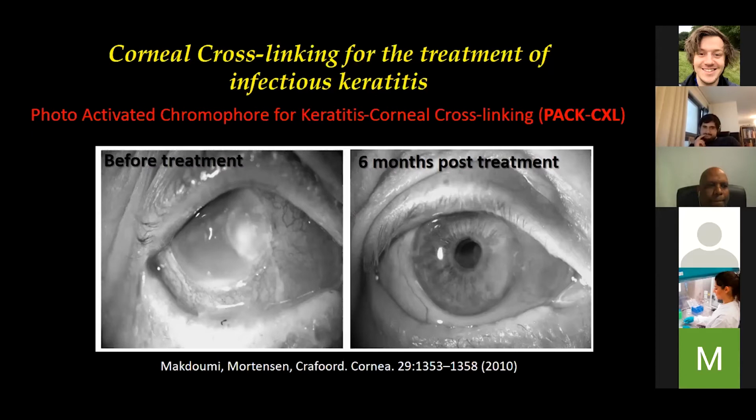So the success of collagen cross-linking has fueled the search for alternative applications for this treatment in the field of ophthalmology. So although in early stages, some studies have proposed that this approach can be used for the treatment of infectious keratitis. So infectious keratitis is basically a corneal infection caused by microbes, by bacteria or by fungi. They term this approach photoactivated chromophore for keratitis corneal cross-linking.